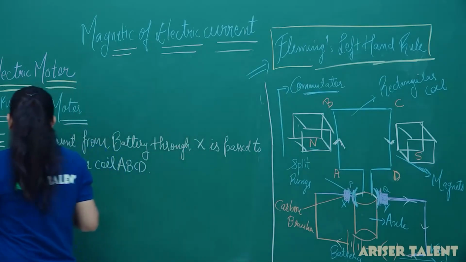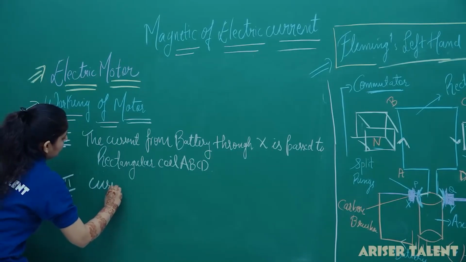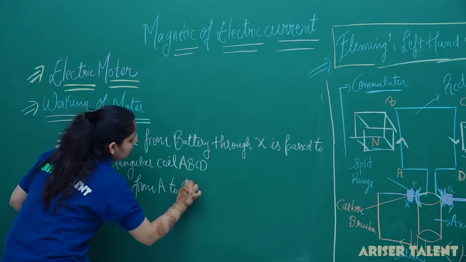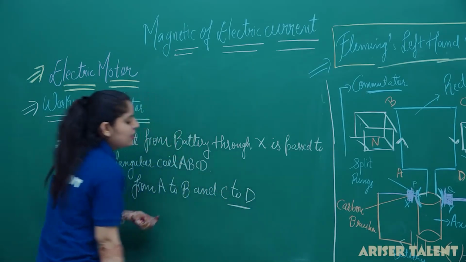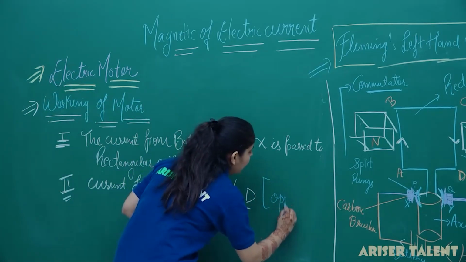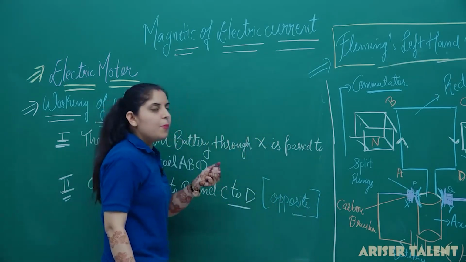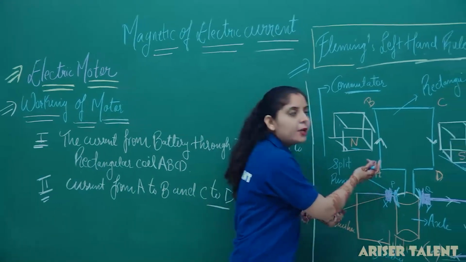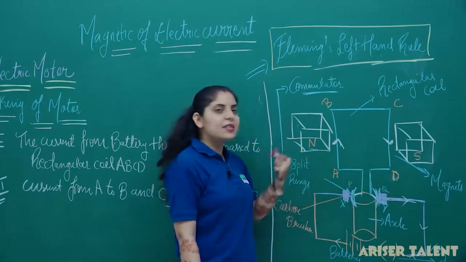Now, in the second case, the current will be from A to B and C to D. This is the direction of the current in this picture, and you can see that these two directions are just opposite to each other. So, the force is pushing AB in the upward direction and CD is pushed in the downward direction, as you can see in this picture.